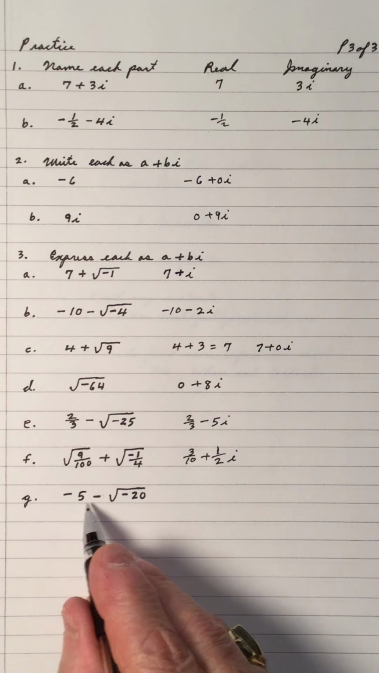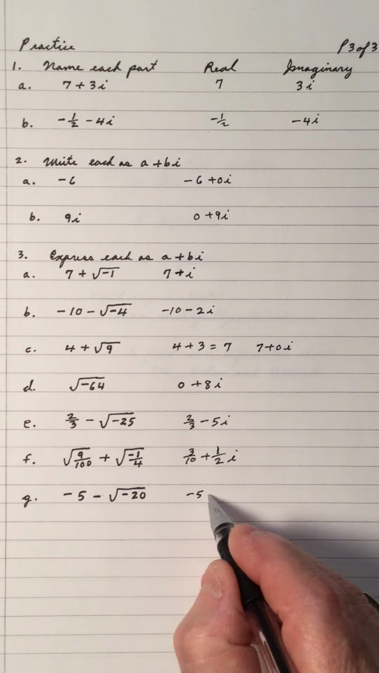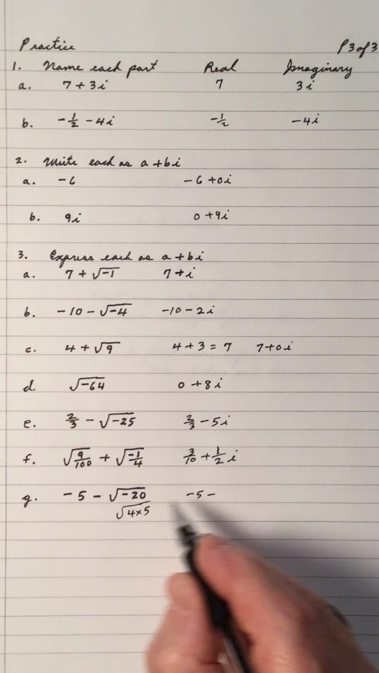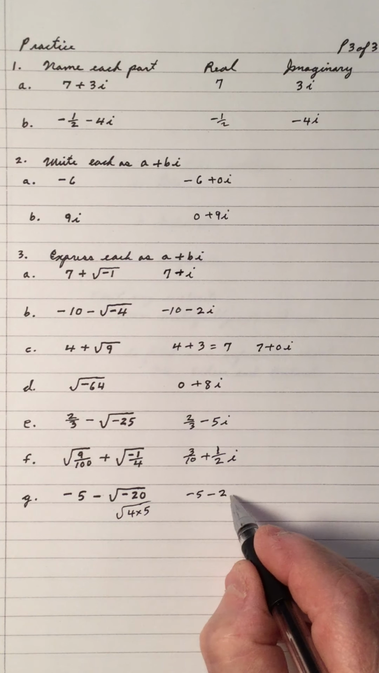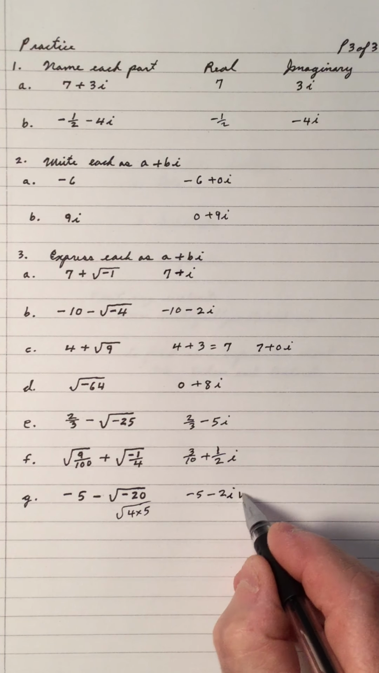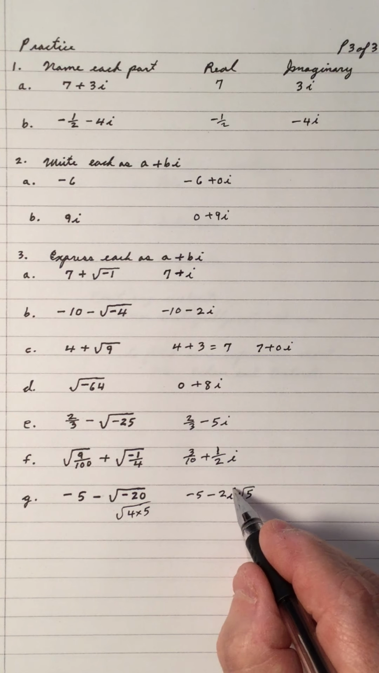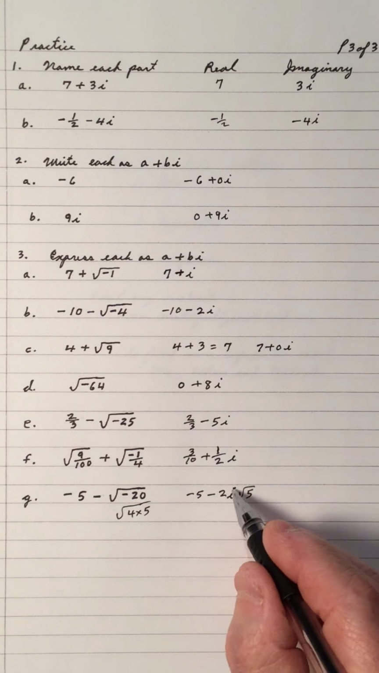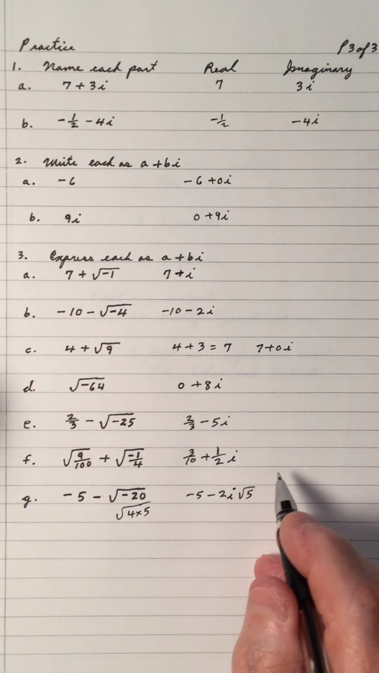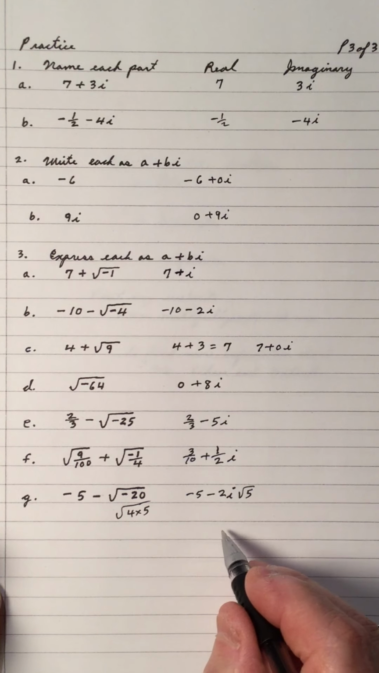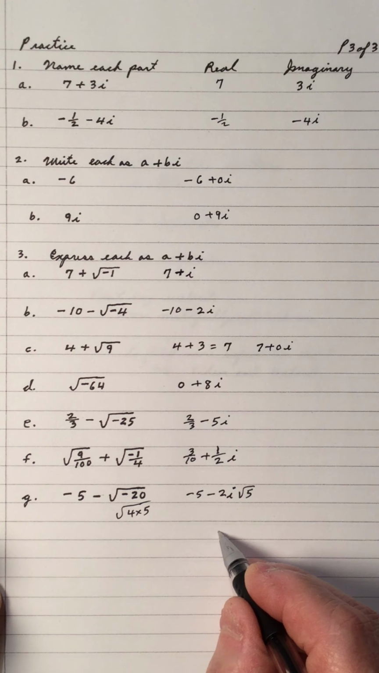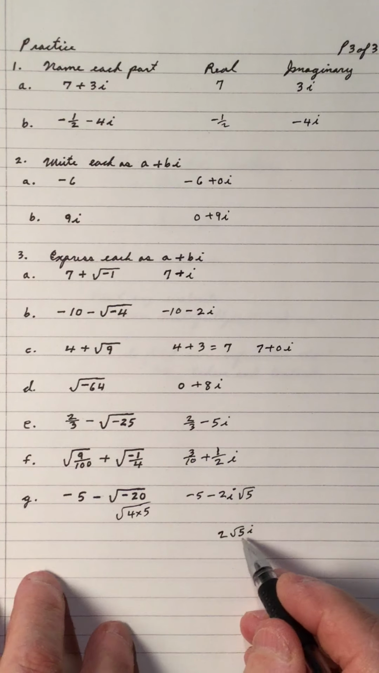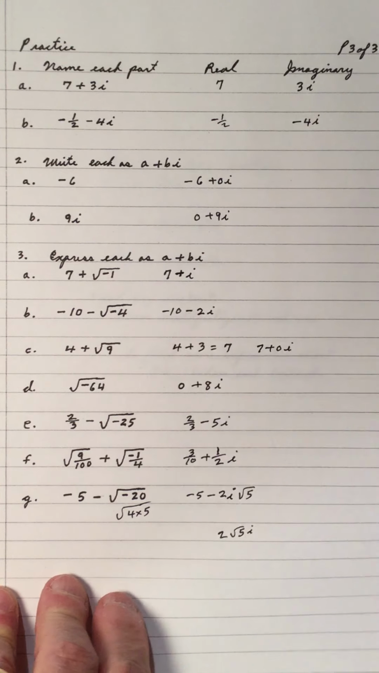And this one, we have a negative 5. Subtract, and this 20 is 4 times 5. So the square root of 4 is 2. And because it's negative, we have an i and a root 5. I prefer to put the i in front of the root, 2i root 5. Ask your teacher about writing 2 root 5i. I prefer to put the i in front. Ask your teacher about putting the i behind.